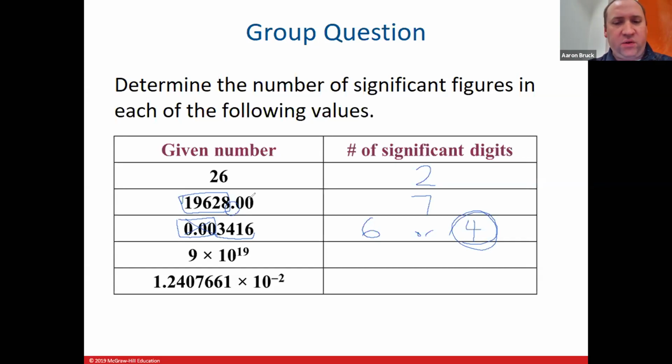All right, the last 2 here, I want you to try on your own. So 9 times 10 to the 19th, and 1.2407661 times 10 to the negative second. Go ahead, take a couple of seconds, write down your answers, and we'll talk about them together.